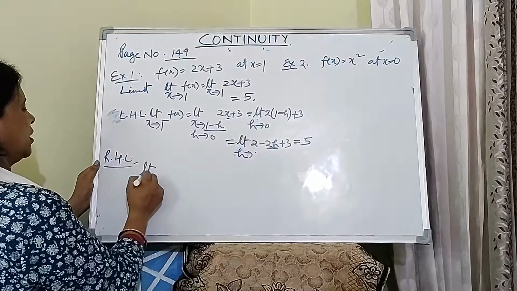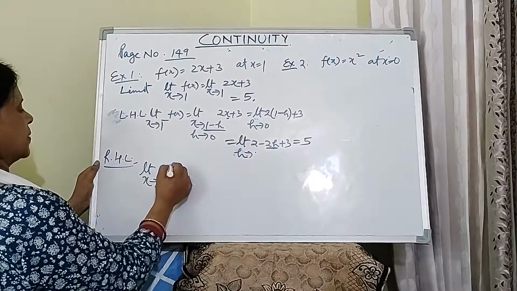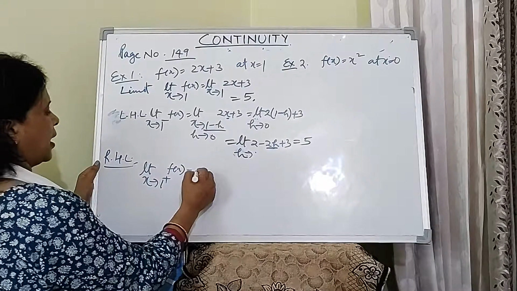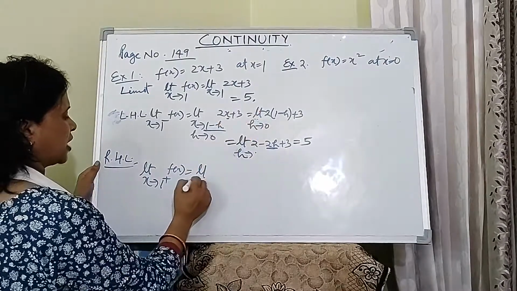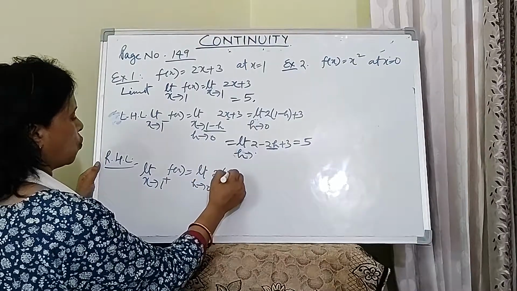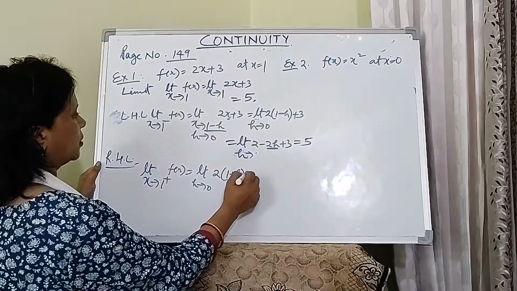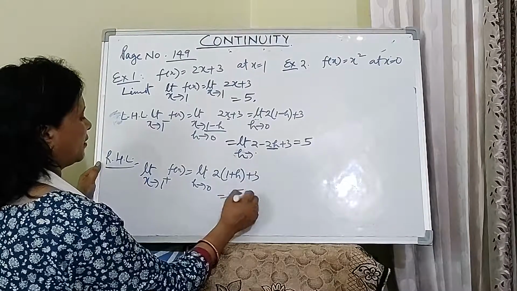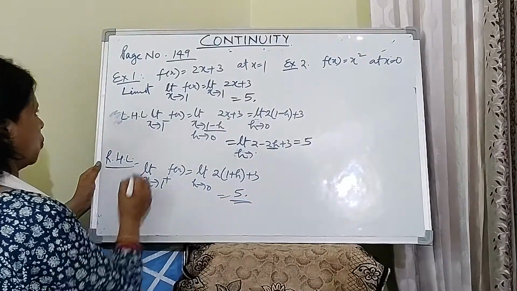And when I go to RHL, this is limit x tends to 1 plus of f(x). Again, very similar conditions I am going to apply over here. h tends to 0, this is 2 into (1 plus h) plus 3. Again I will get 5.